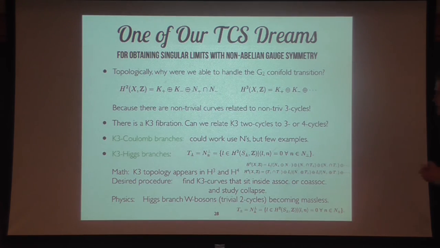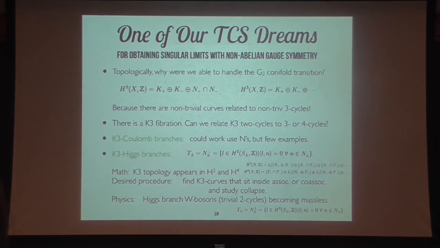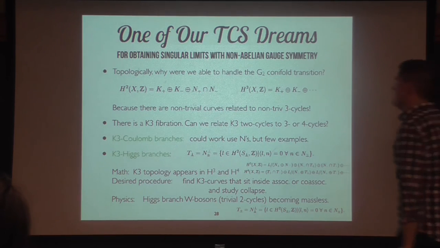You could imagine that you had a Higgs branch where what you had was a 2 cycle in the K3 that was non-trivial in the K3 fiber of this G2 manifold, but was trivial in the total space. That would be what a Higgs branch would be.